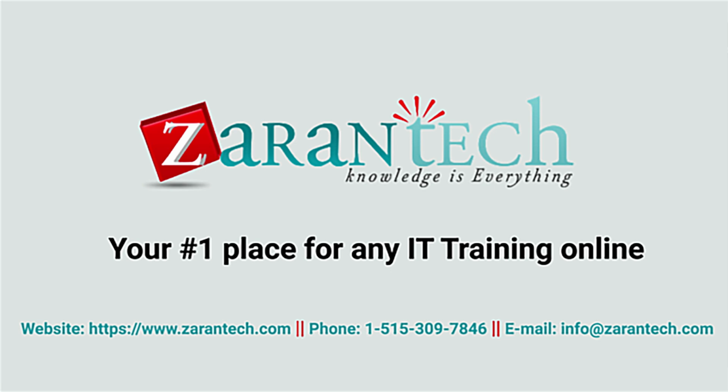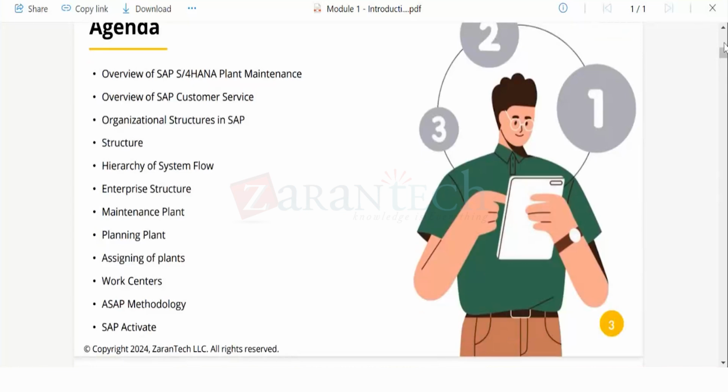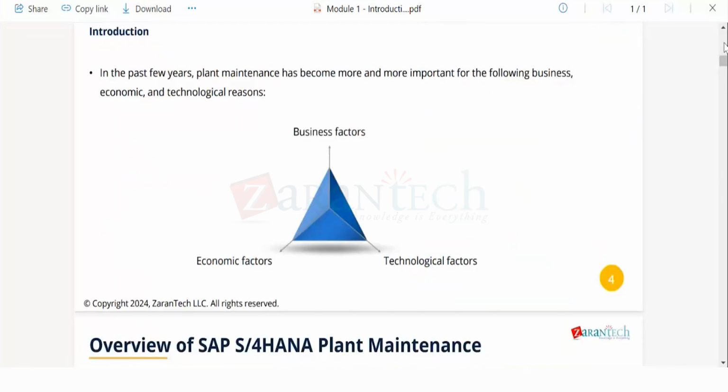So we will be talking about this agent view of SAP S/4HANA plant maintenance, customer services, organizational structure. Just like I told earlier, SAP plant maintenance is giving us various opportunities at the time of business factors, economic factors, and technological factors. We can discuss in those ways.